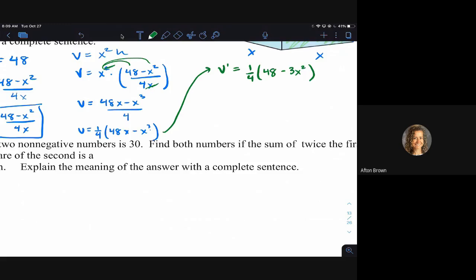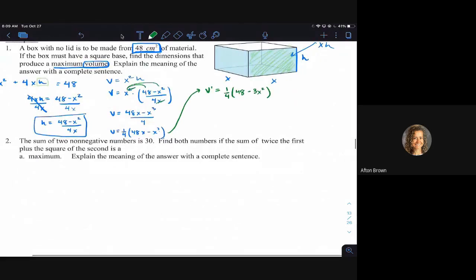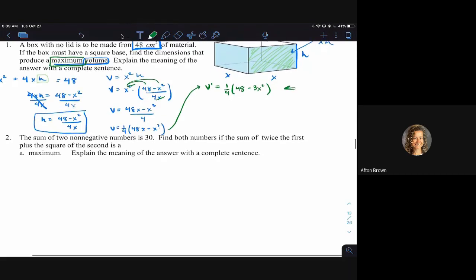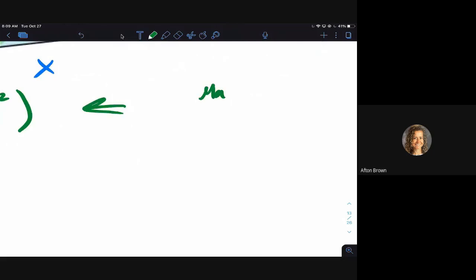This is v prime. What are we even trying to find in this question? A maximum volume. So I'm trying to find a max of this. If I'm trying to find a max, side note, remember a max occurs when what happens? Let's see, positive to negative, right? And she said f prime. In this case, I'll just say v prime.